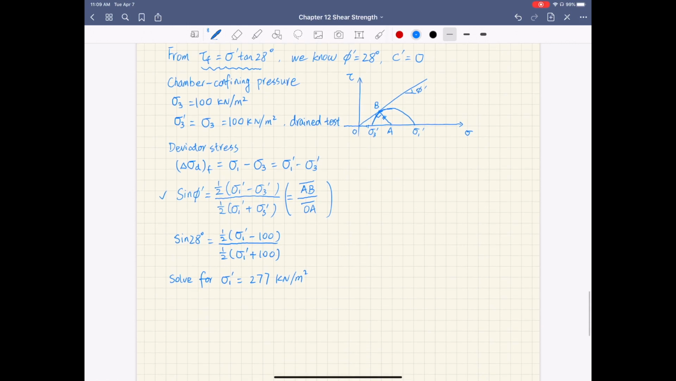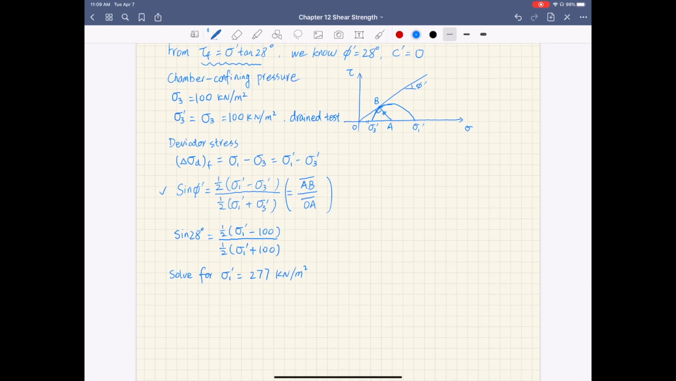So once you get the major principal stress sigma 1 prime, the deviator stress at failure, delta sigma dF, is the difference between sigma 1 prime and sigma 3 prime. It's 277 minus 100, and this is 177 kilonewton per meter square.